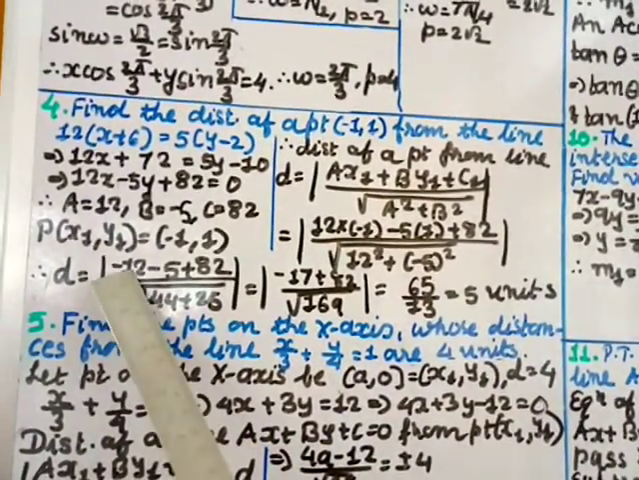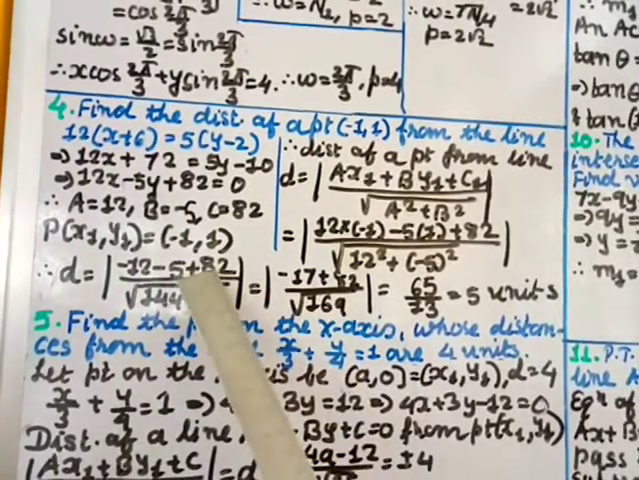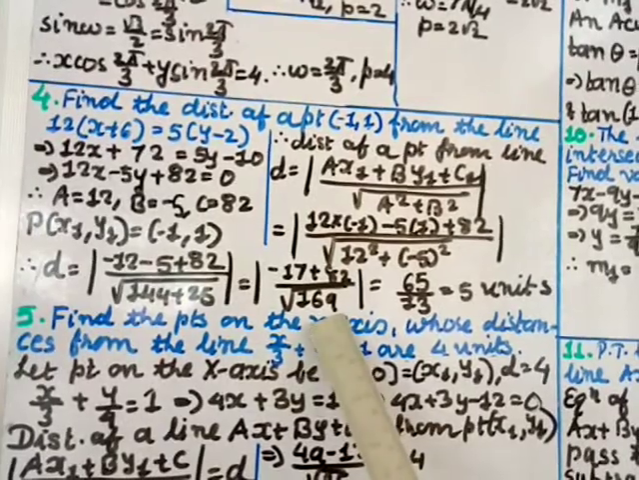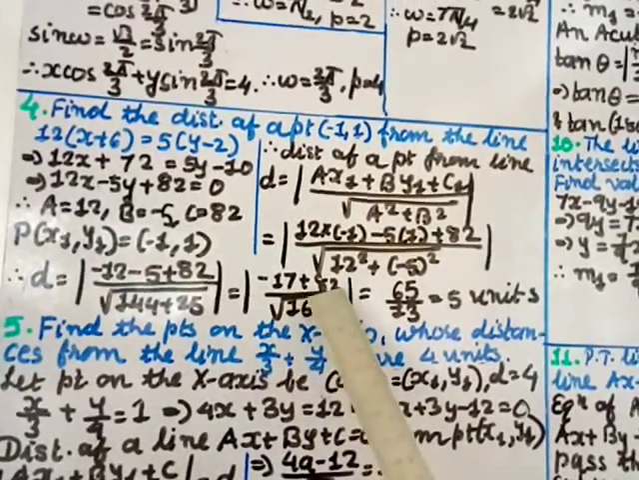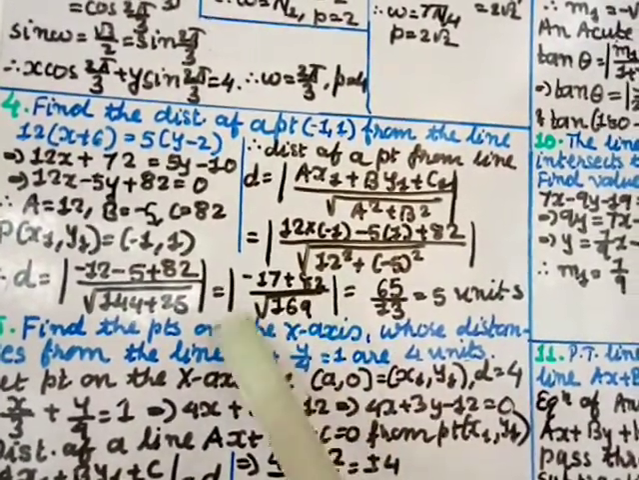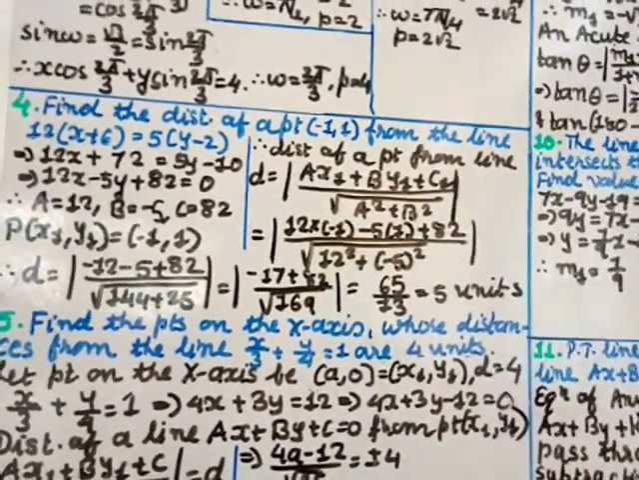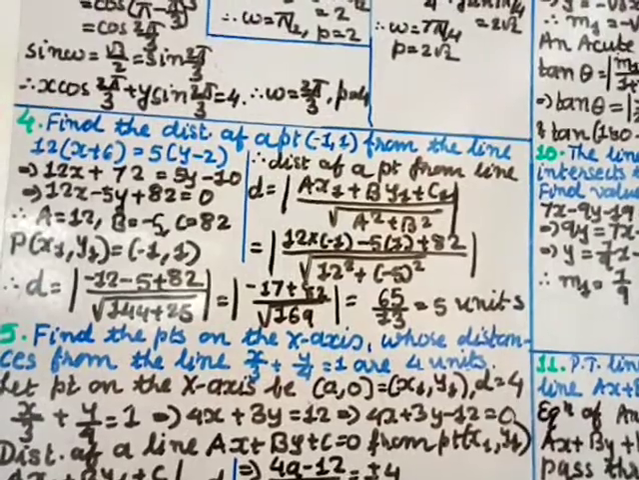This gives you minus 12 minus 5 is minus 17, plus 82, divided by the sum of this under the square root, 169. So minus 17 plus 82 gives you 65 and this square root is 13. If you cut by 13 you get 5 units. So that is the distance of the given point from the line.